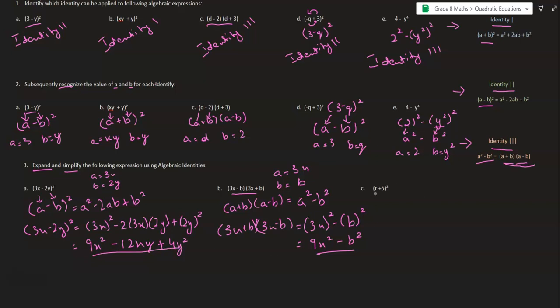What I want you to do is attempt part C yourself, identify which identity is going to apply to it, figure out the values of a and b, and expand it using it.